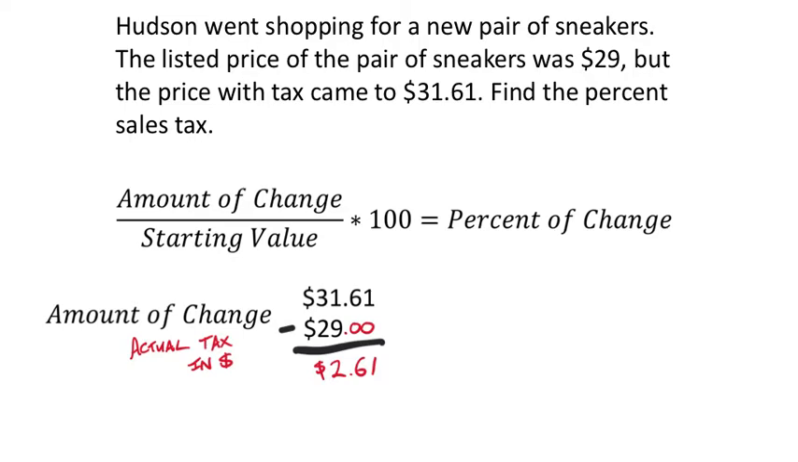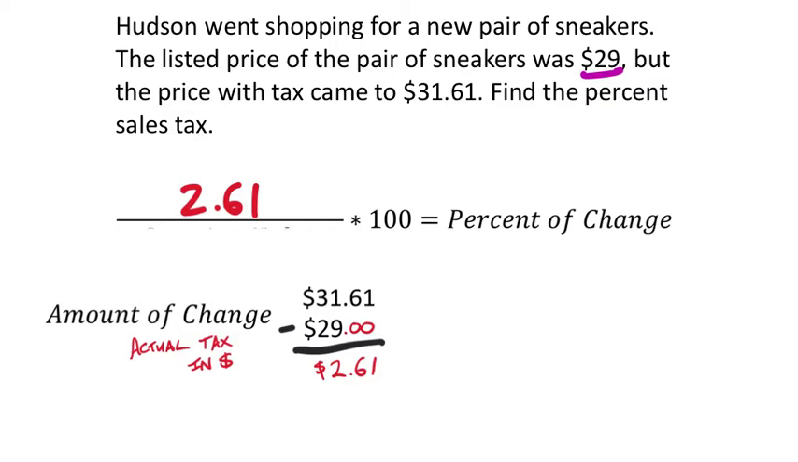Now, that's just the amount of change. So I'm going to go back to my formula right here, and now that we know the amount of change, let's replace it with that $2.61. I don't really need the label there. And then we're going to look at the starting value. Well, what was the price before we were taxed? That's showing as the $29, right? So my starting value, I can now replace with 29. And this kind of becomes a formula for us. You can really just type this in exactly like we see it, all this stuff right here, okay?